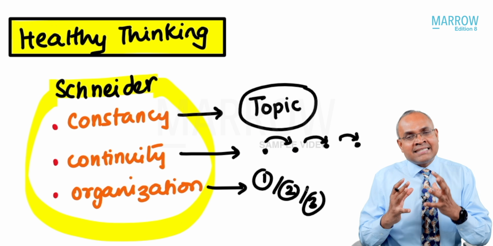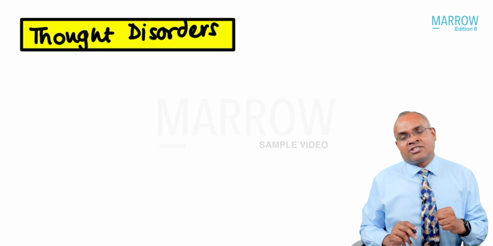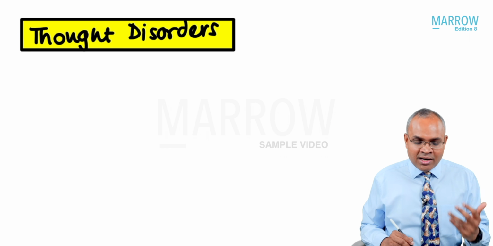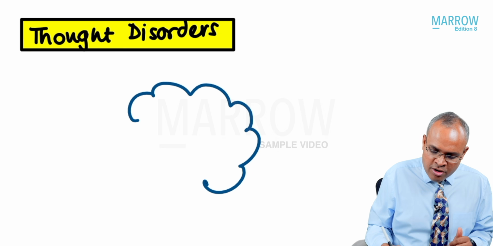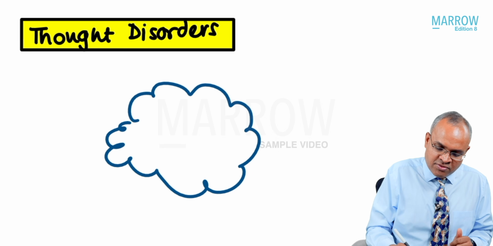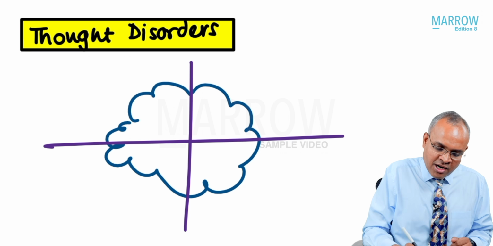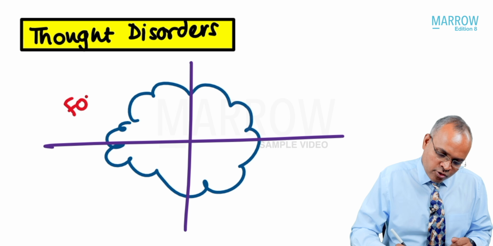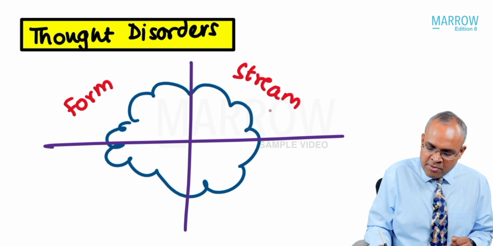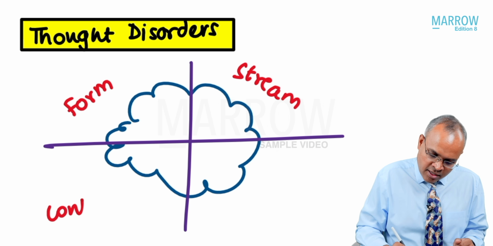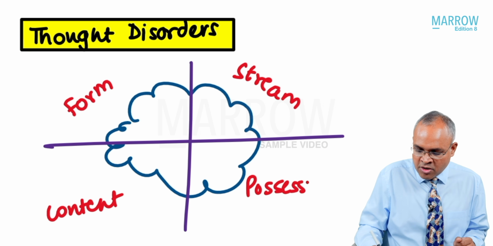You expect this in individuals, but sometimes it can lead to trouble. That is called thought disorders. What are the important types of thought disorders we have? We have four important types: thought form disorder, thought stream disorder, thought content disorder, and thought possession disorder.